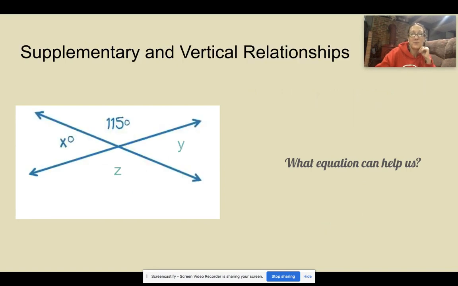Okay. So let's look at an example where you have supplementary and vertical relationships, and you're looking at this and you're like, Miss McCrowan, I hate you. And I know you love me with all your heart. I love you too. Anyway, I digress.